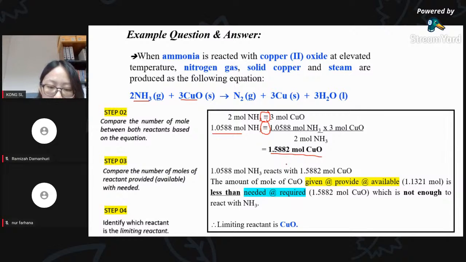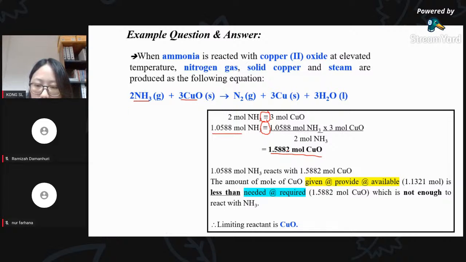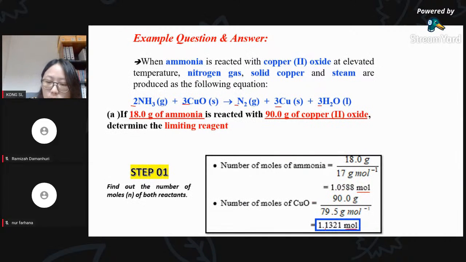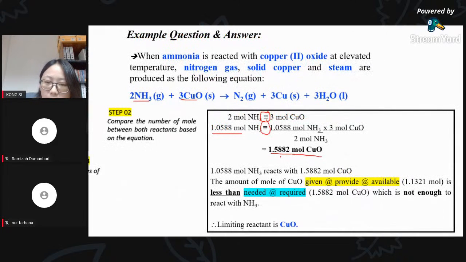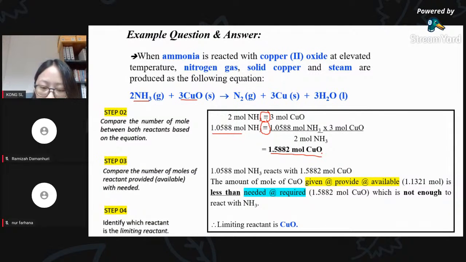Once you get this answer, you compare. If you are using 1.0588 mole of ammonia, the moles needed for copper oxide is 1.5882. Please go and check just now. How many moles of copper oxide are there? 1.1 only, but 1.5 is needed. Meaning that it's not enough. So you have to write the explanation: the amount of moles of copper oxide given, 1.1321, is less than needed, which is 1.5882. Which means that it is not enough. Copper oxide is the limiting reactant.